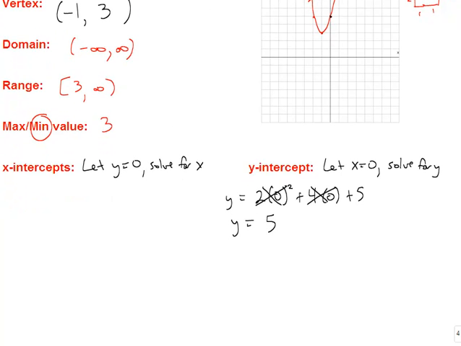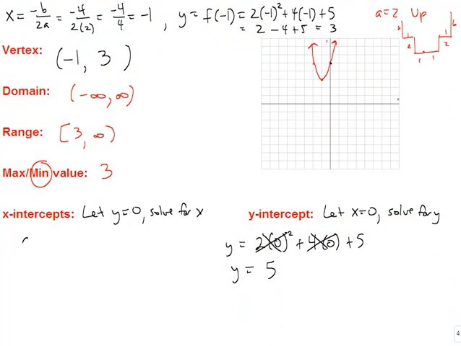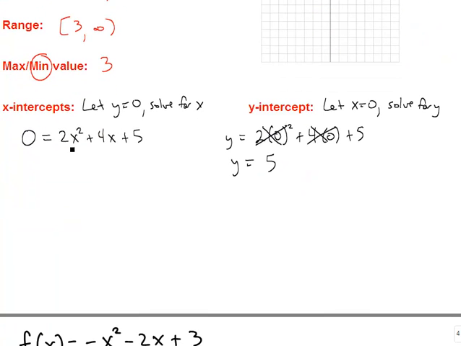These are harder to find because this time we're going to let the y be 0. So if you look at your original function, where's y up here? Well, you want to remember that y is the same as f of x. So we're going to be putting the 0 on this side of the equation and trying to solve for x. So let's go ahead and do that. We're going to put 0 on the left side and set it equal to our function, 2x squared plus 4x plus 5.